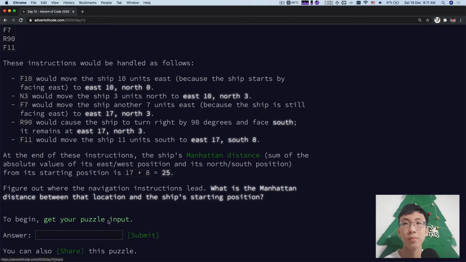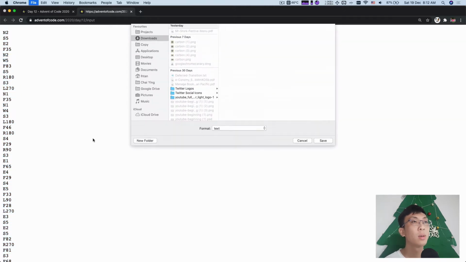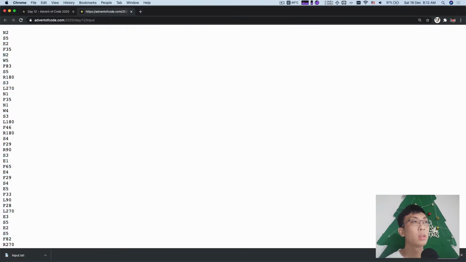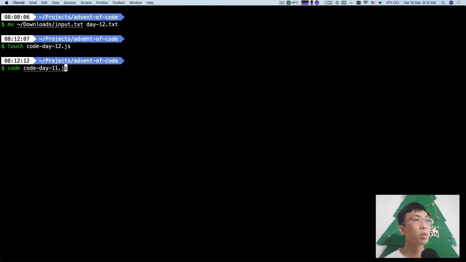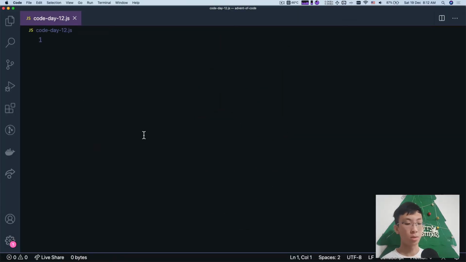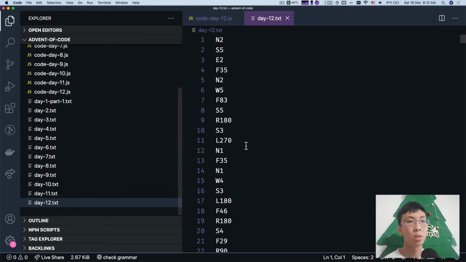To begin, this is our puzzle input. Let's save it as the input text, and move that code to day 12. Let's create a new day 12 file and start with it. First thing first, let's take a look at our input.